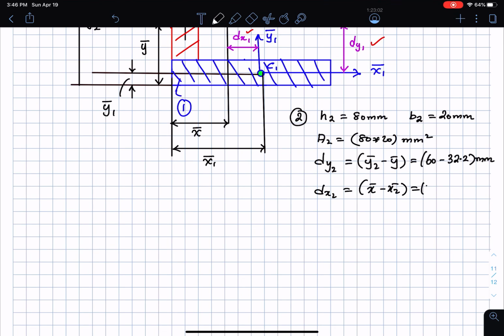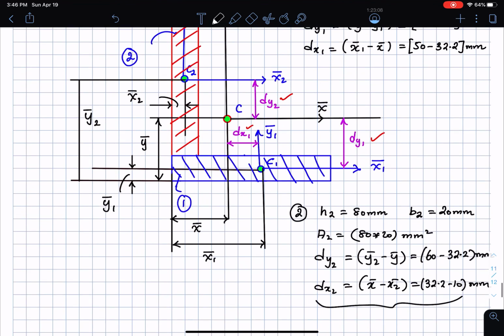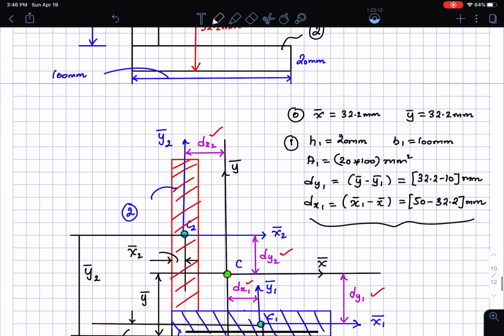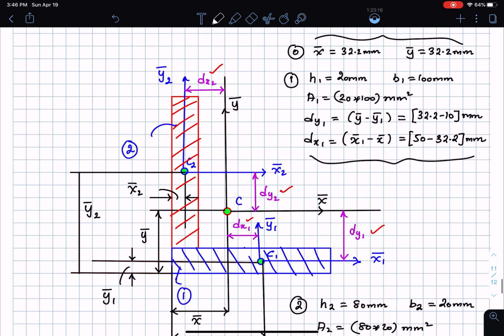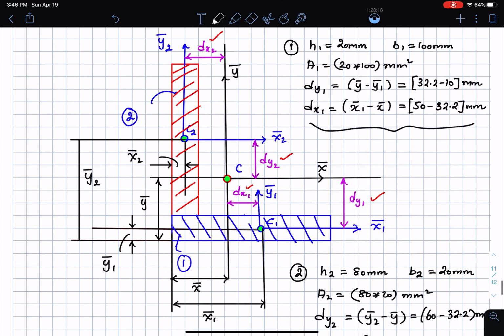Okay, and that's going to be 32.2 minus 10 millimeters. Okay, so all these have been collected together, and likewise I had that for the first shape as well. And then this was information from lecture 25, and all I have to do is apply the formula. If I have 3 shapes, I have the formula added 3 times. If I have 2, I do it 2 times.